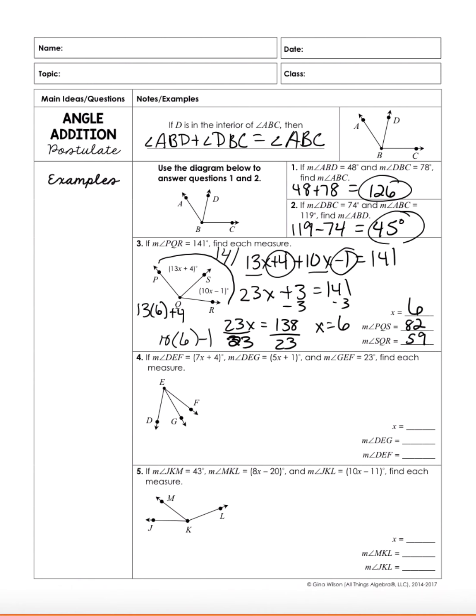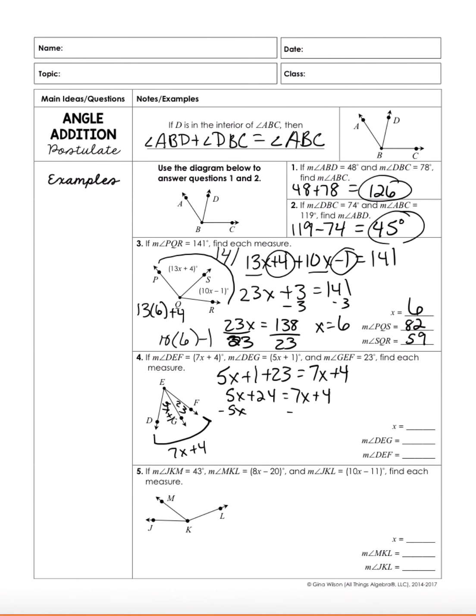Okay, number 4, it's really important to label your picture if possible. It says DEF, the whole thing, is 7x plus 4. It says that DEG is 5x plus 1, and GEF is 23. So I've labeled my picture. Now I can see that the two smaller parts have to equal the whole thing. So I'm going to add them up. 5x plus 1 plus 23 equals 7x plus 4. So this is 5x plus 24 equals 7x plus 4.